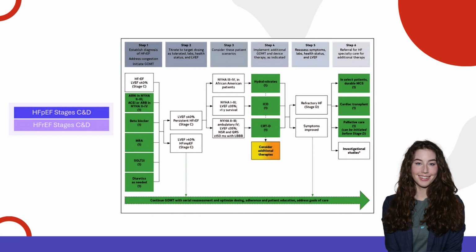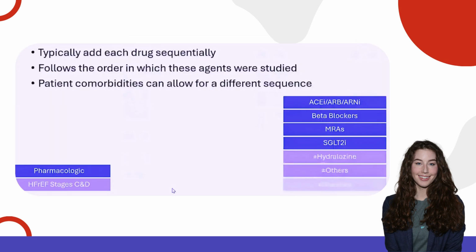Moving on to stages C and D. This is when you typically see patients in a cardiology office. They are symptomatic, they're having problems, and so your treatments are going to be 4 main classes of medications. You typically will add each drug sequentially, barring other comorbidities of the patients that would change things. And this allows for identification of any adverse effects or intolerances to the medications. This typically follows the order in which the agents were studied.